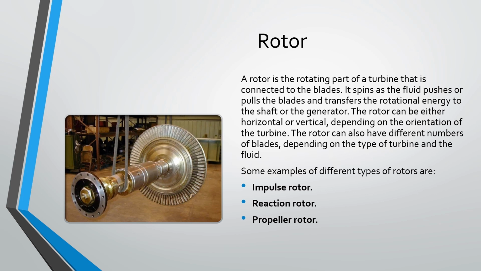It spins as the fluid pushes or pulls the blades and transfers the rotational energy to the shaft or the generator. The rotor can be either horizontal or vertical, depending on the orientation of the turbine. The rotor can also have different numbers of blades, depending on the type of turbine and the fluid. Some examples of different types of rotors are impulse rotor, reaction rotor, propeller rotor.